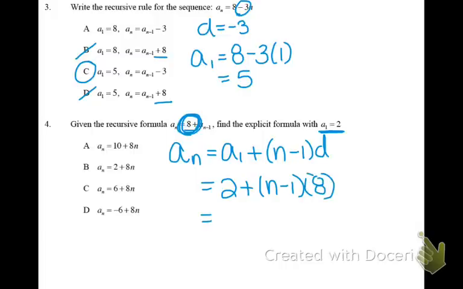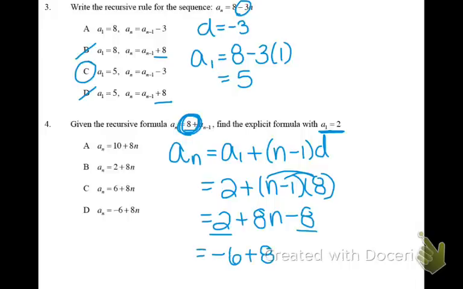So I can distribute the 8 to simplify this formula, so I have 2 plus 8n minus 8. Then I can combine your like terms, so you can combine the 2 and the -8, and that gives you -6 plus 8n. So your formula is D.